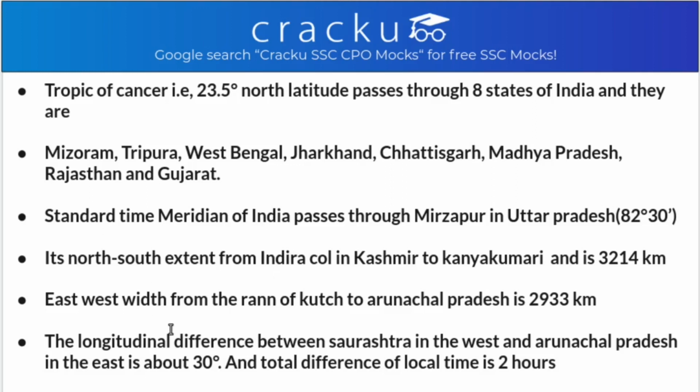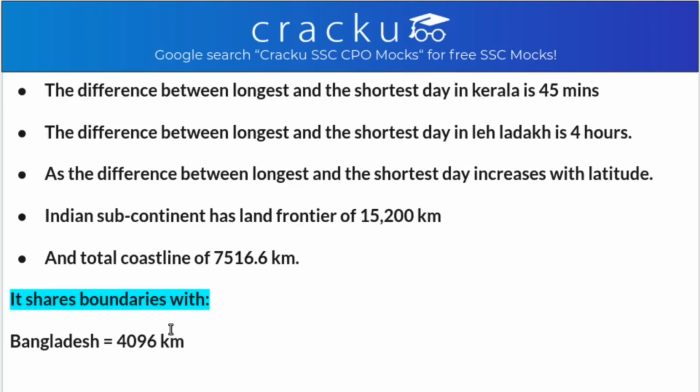Now let's see the longitudinal difference between Saurashtra in the west and Arunachal Pradesh in the east. It is about 30 degrees, and the total difference of local time is 2 hours. Whereas the difference between the longest and the shortest day in Kerala is hardly 45 minutes, the difference between the same in Leh and Ladakh is 4 hours. Now, what is the difference between the longest and the shortest day?